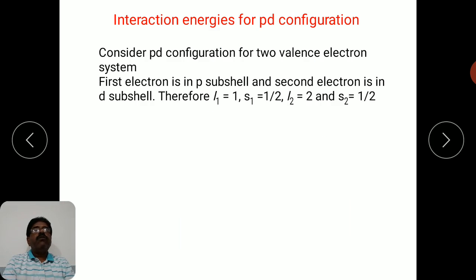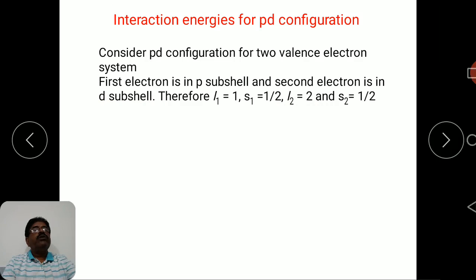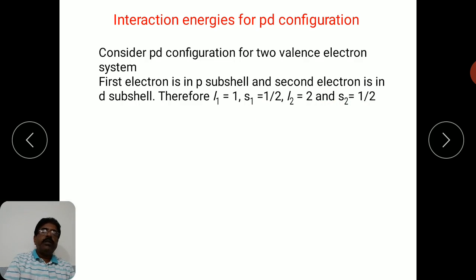Okay, let us consider now one example of a PD configuration, a PD configuration of a two valence electron system. One electron is in a p orbital, the other is in a d orbital. For the first electron, which is in the p orbital, what is the value of L? L1 is equal to 1, and the second electron, which is in the d subshell, has L2 equal to 2. Both S1 and S2, the spin quantum numbers, as you know, have a value of half. So S1 is equal to half, S2 is equal to half.